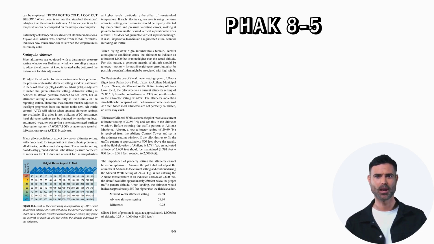Altimeter setting is defined as station pressure reduced to sea level, but an altimeter setting is accurate only in the vicinity of the reporting station. Therefore, the altimeter must be adjusted as the flight progresses from one station to the next. Air Traffic Control (ATC) will advise when updated altimeter settings are available. If a pilot is not utilizing ATC assistance, local altimeter settings can be obtained by monitoring local Automated Weather Observing System, Automated Surface Observation System, or Automatic Terminal Information Service broadcasts.